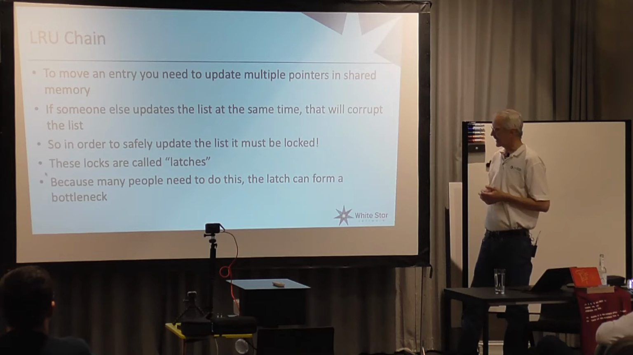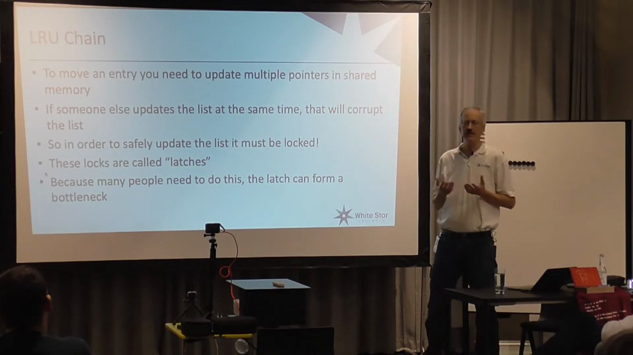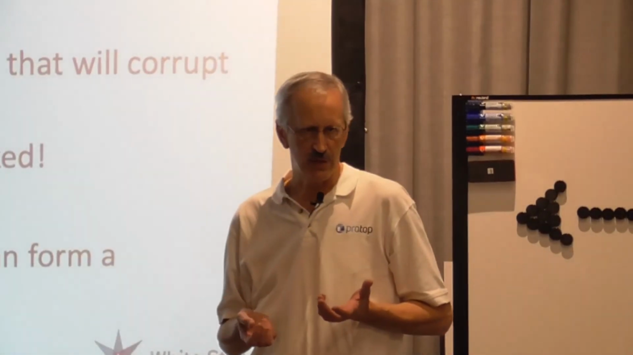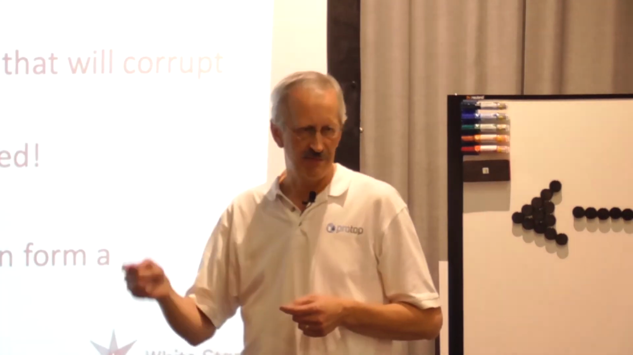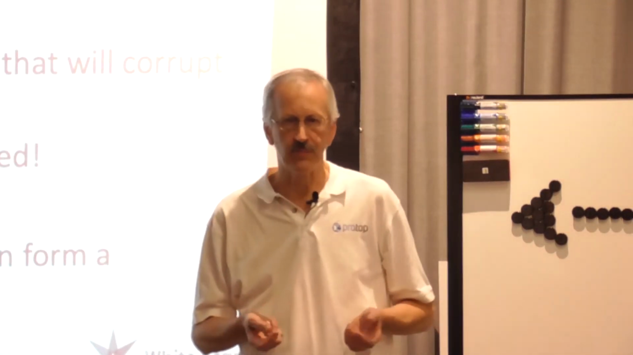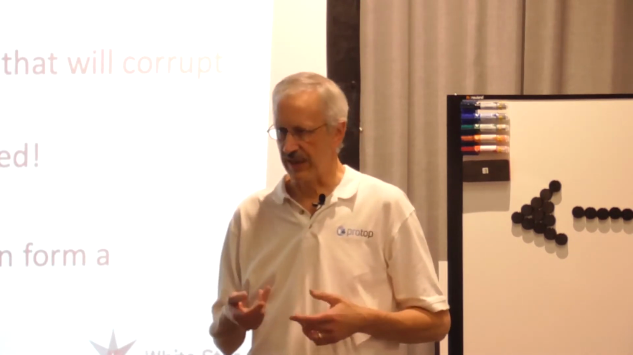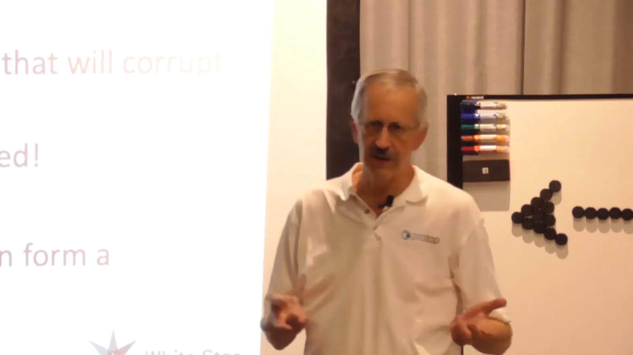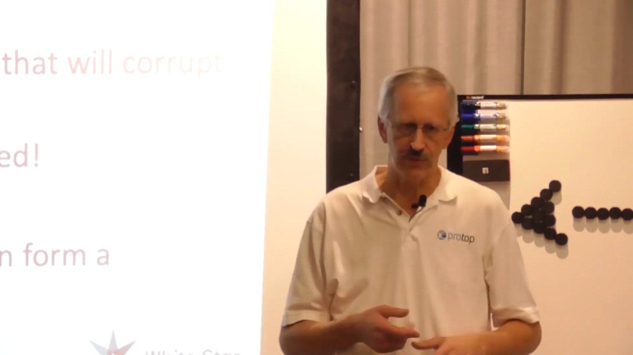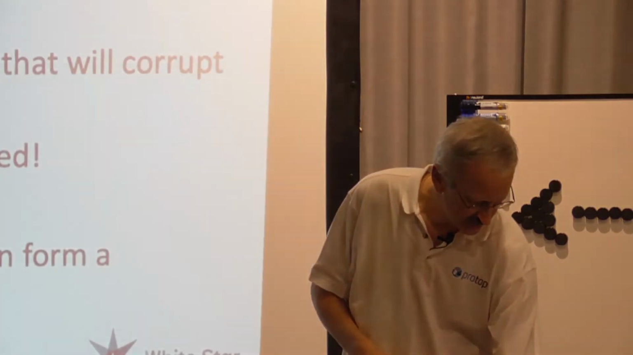So to safely update it, it has to be locked. And because many people need to do it, the latch can form a bottleneck. So ultimately, that's a single thread of execution through the database. There's only one thread of that kind of operation that can occur. And all the different latches in the database are of a similar nature. They all have a single thread that's allowed to update them. Luckily, there are many different latches, so you can spread that work around, but in any individual latch, there's only one.